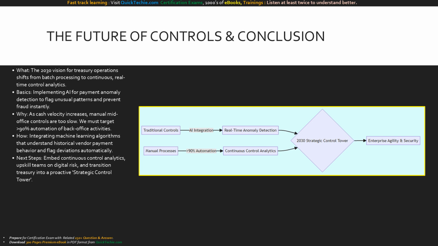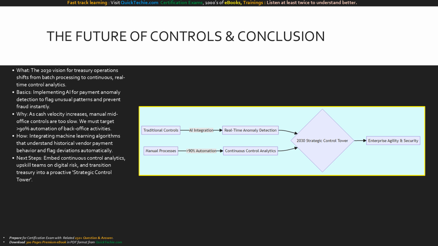As we look toward the 2030 vision, Treasury operations are undergoing a massive shift. We are moving from batch-processed, end-of-day reconciliations to continuous, real-time control analytics. The future relies heavily on integrating artificial intelligence for payment anomaly detection. Why? Because as the velocity of global cash increases, manual mid-office controls are simply too slow. Industry leaders are now targeting greater than 90% automation for all back-office activities.